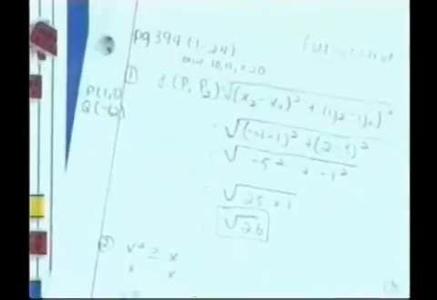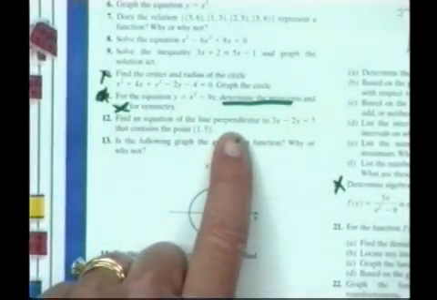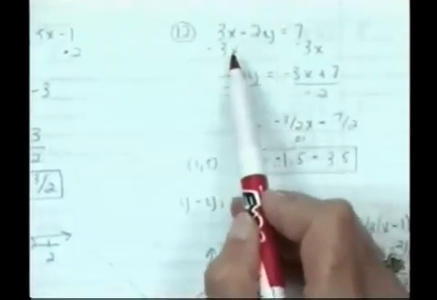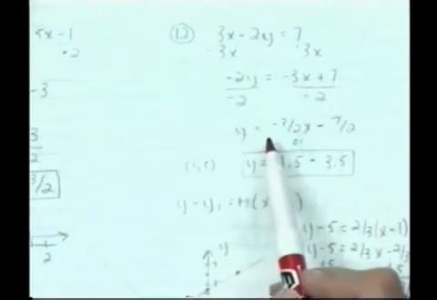Let's go to number 12 on another page. Okay, what do you know about the slopes of perpendicular lines? Negative reciprocal. So the first thing this person did was find out what the slope of this line is by solving for y.